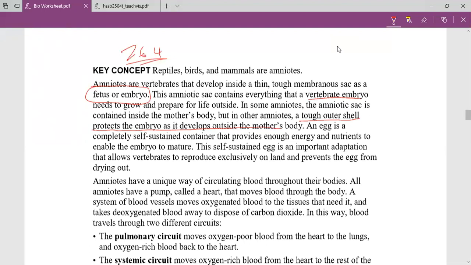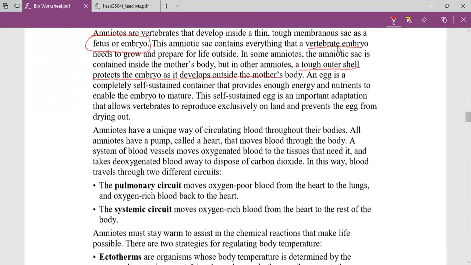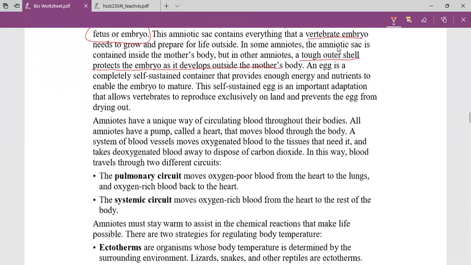So the self-sustained egg is an important adaptation that allows the vertebrate to reproduce exclusively on land and prevents the egg from drying out. Amniotes have a unique way of circulating blood through the body. All amniotes have a pump called the heart that moves the blood through the body. A system of blood vessels moves oxygenated blood to the tissues that need it and takes the deoxygenated blood away to dispose of carbon dioxide.